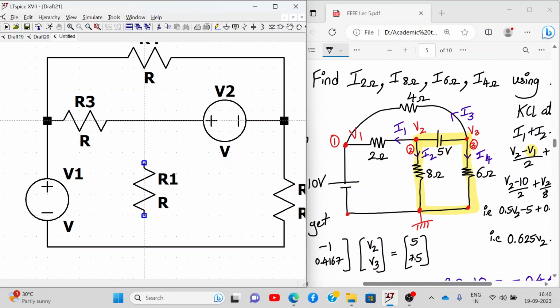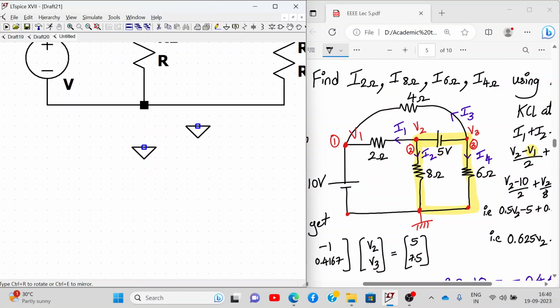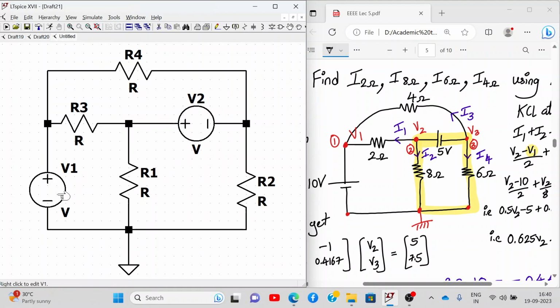So automatically, as you can see, the node is formed over here whenever I connect with a wire. So there are three nodes, and the fourth is the reference node. I'll connect a ground to it with a wire. Okay, so this is my reference node. Now all the components are connected. Now I'll need to give the values. So this is 10 volt, this will be 5 volt, this will be 8 ohm, this is 2 ohm, this will be 4 ohm resistance, and this will be 6 ohm resistance. Alright, so all the values are well defined.